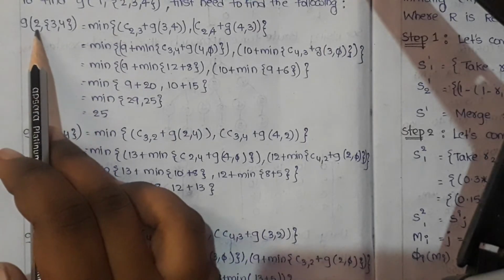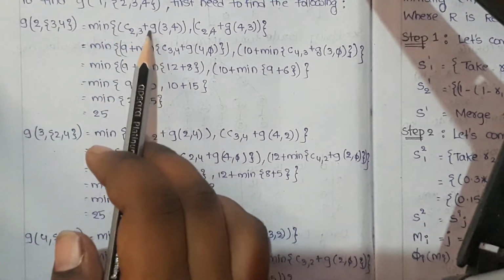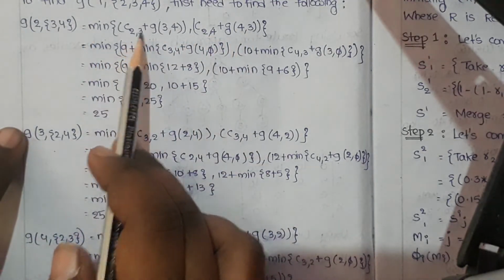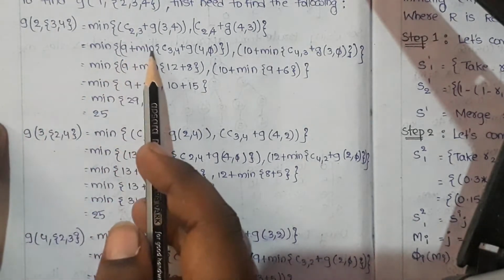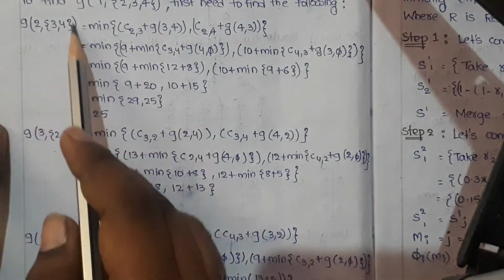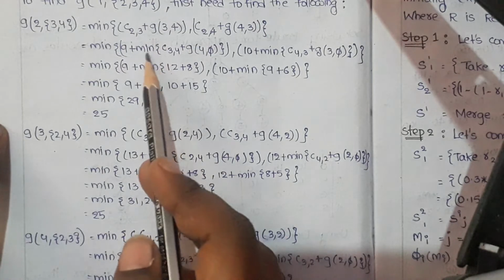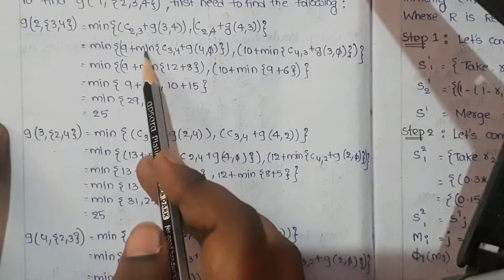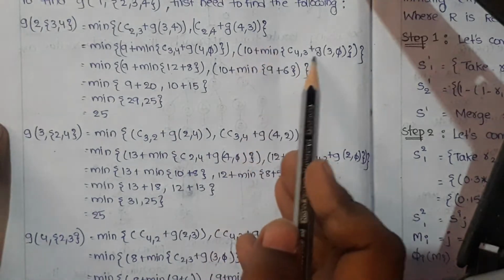So g of 2 comma {3, 4}: minimum of C2,3 plus g of 3 with the remaining 4, the same thing here. Next, C of 2,3: in the given matrix the cost from 2 to 3 is 9, plus g of 3 comma {4}. This is also like this one, so we have to find a solution for this one also. So we apply the minimum formula again here. After applying this formula, we get the answer as 20. So similar things are there.